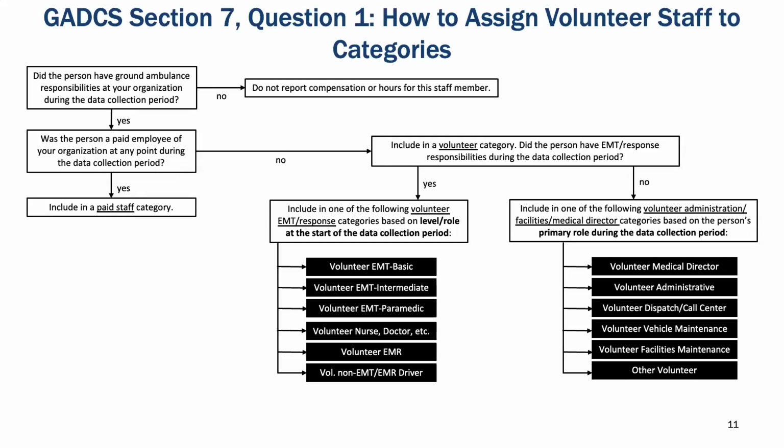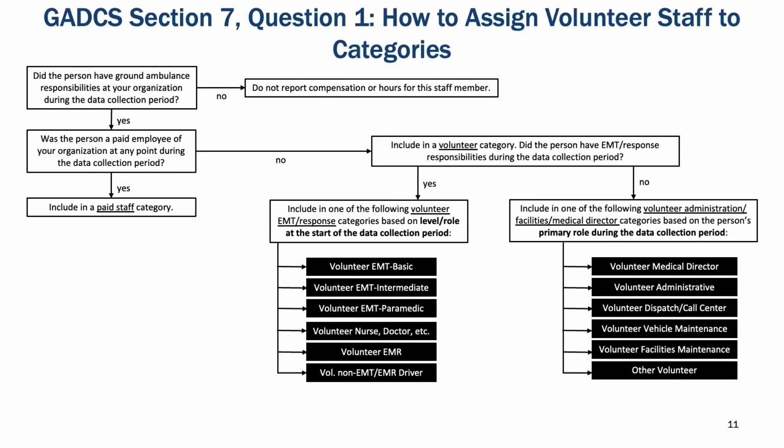It's important that each staff member is assigned to just one labor category for the purposes of reporting throughout Section 7, even if they perform multiple roles within your organization. This is important as it minimizes the chances of double counting staff and eliminates the need to split hours and compensation for a single person across multiple staff categories. This slide distills the most important instructions on staff assignment into a flow chart.